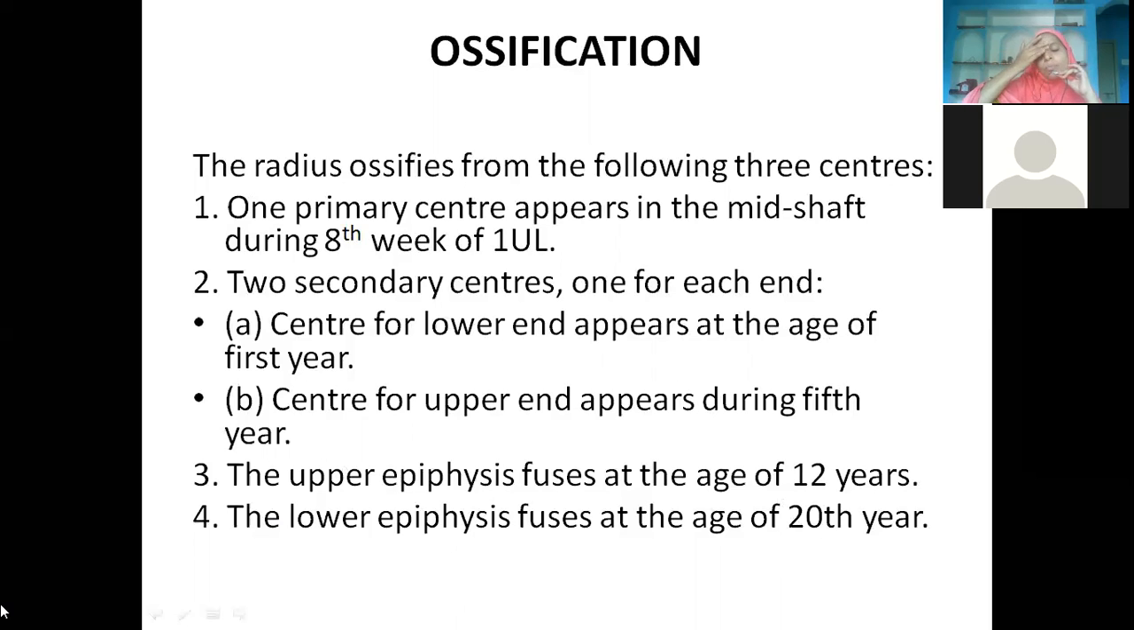Yesterday we have seen humerus was fusing, upper end was the growing end of the bone, whereas for radius bone, the lower end is going and meeting with the shaft by 20th year. Okay, that means lower end is the growing end of the bone.